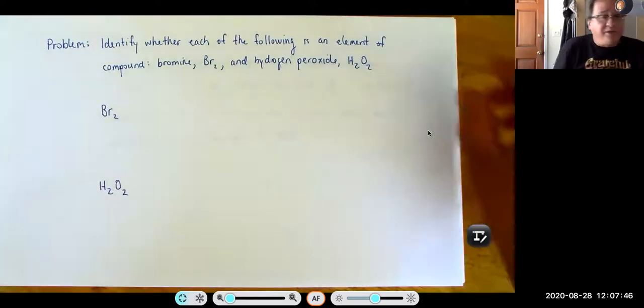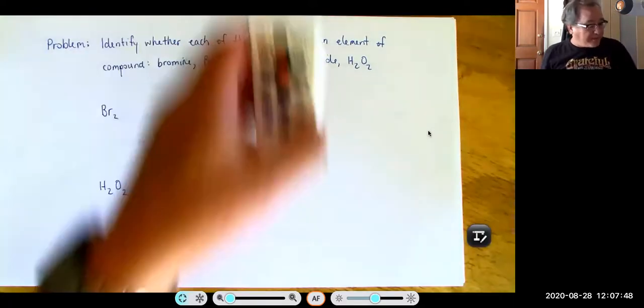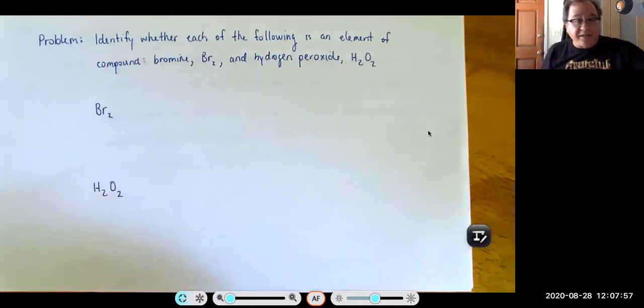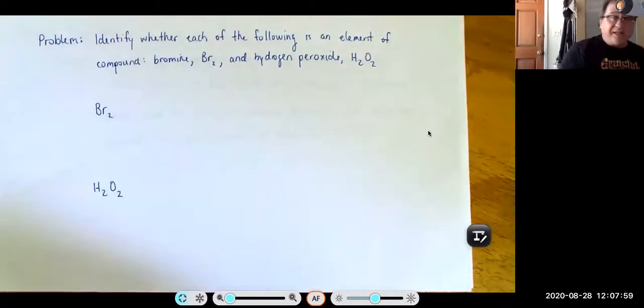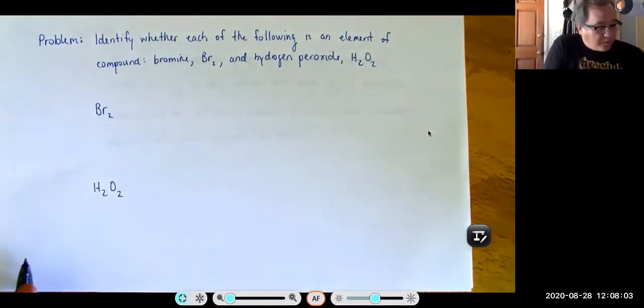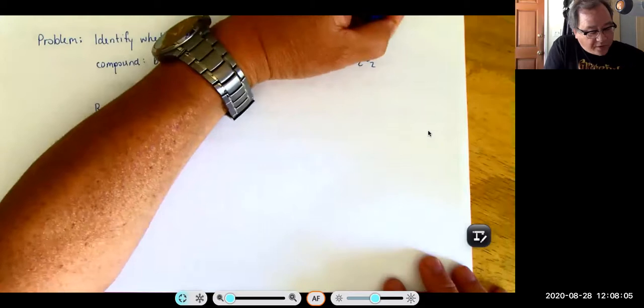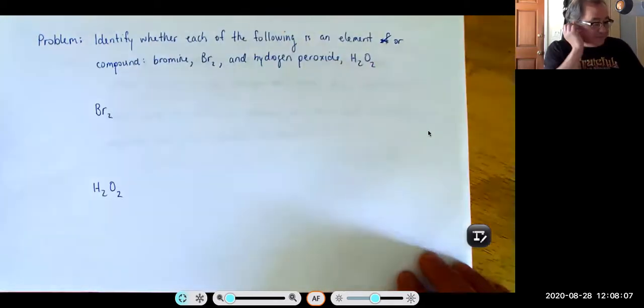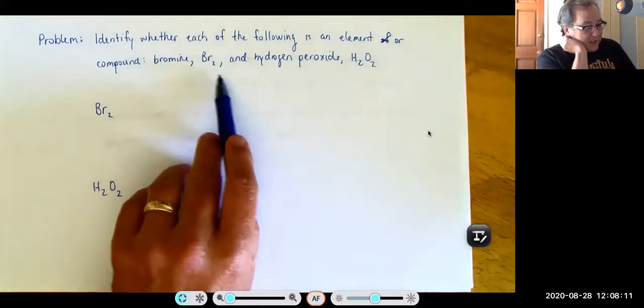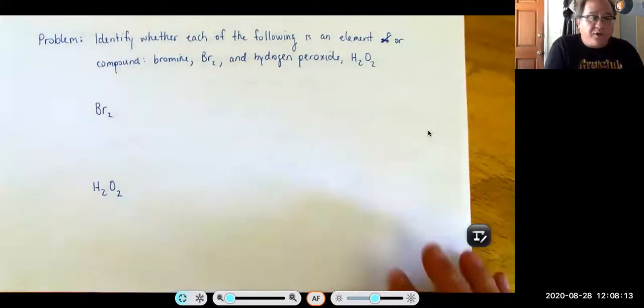So here you can see this is a problem that deals with compounds and elements, and that's where we had left off last time. Here you're supposed to identify whether each of the following is an element or a compound: bromine, Br2, and hydrogen peroxide, H2O2.